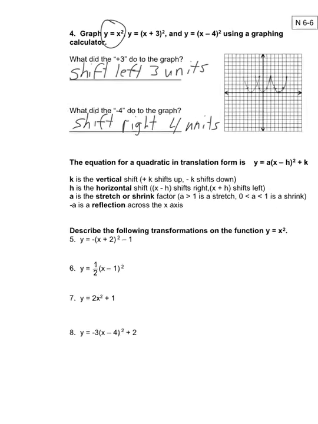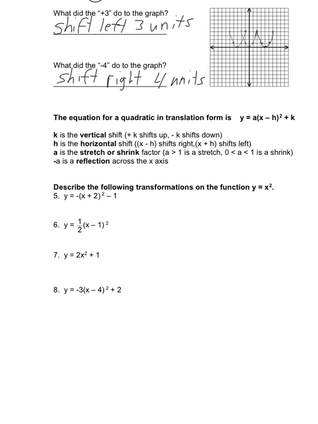Now, all of those things we just did, the rules are written right here. Where K is my vertical shift. That is up and down. If it's exactly as it says. So if it's +4, it moves up 4. If it's -4, it moves down 4. H is inside the house here, or inside the parentheses. It's always the opposite. So if it says +4, that means I move left 4. If it was -4, I move right 4.